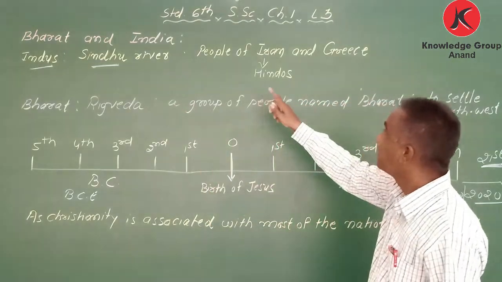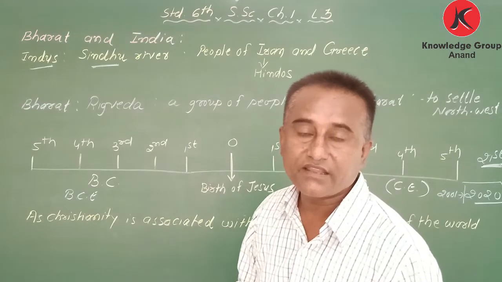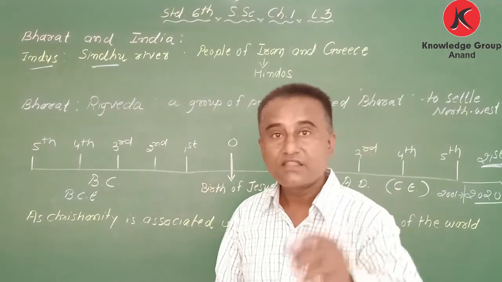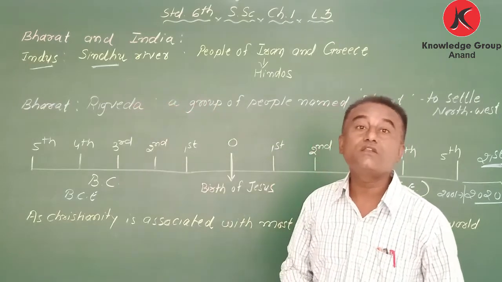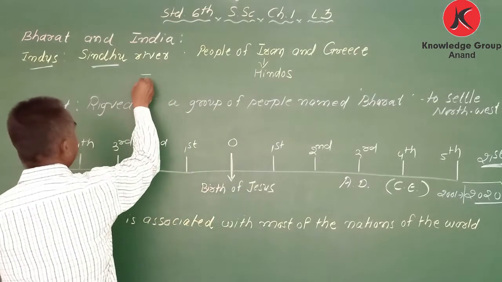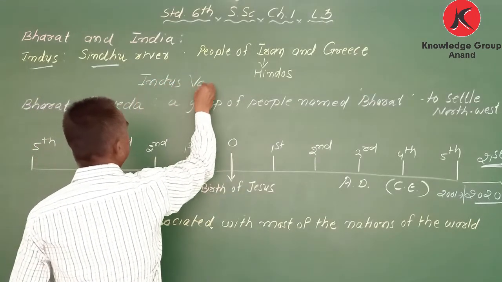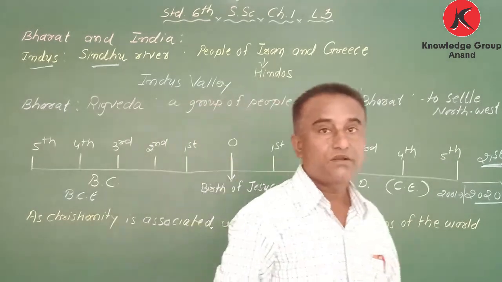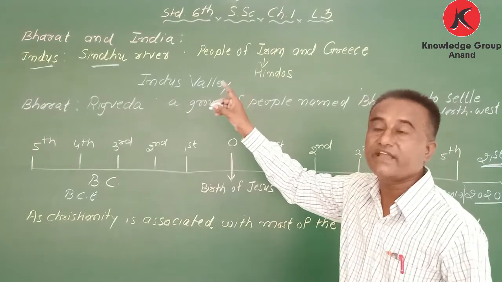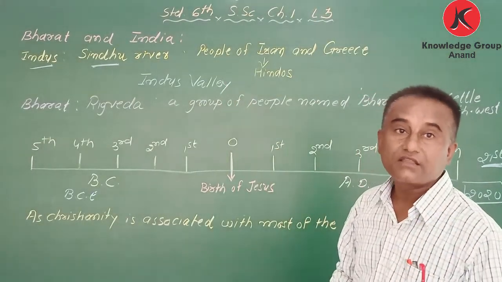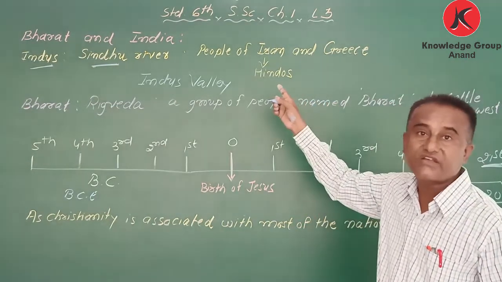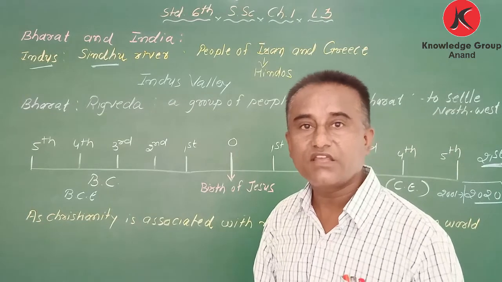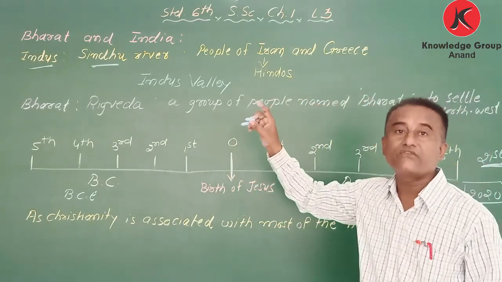My dear students, here I have written that the people of Iran and Greece were familiar with this Indus river. When I explain about Mohenjo-daro and Lothal, at that time I am going to explain about this river, that is called the Indus Valley Civilization, the Indus River Valley Civilization. And from that word Indus, the word India comes. The people of Iran, instead of Indus, were calling it Hindus. And the Greek people were using the word Indus. So from that word Indus, we have got the name India.